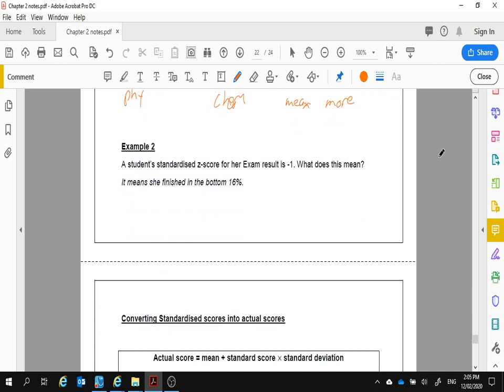Example 2. A student's standard z-score for her exam is -1. What does this mean? Well, it means that she finished in the bottom 16% of the students. Why? Because remember, 1 standard deviation away from the mean is 68%. So there's the mean, and 1 standard deviation away is 68% there, which means there must be 16% here and 16% here, because this ties into the other one. So -1 is this part here, the bottom 16%.